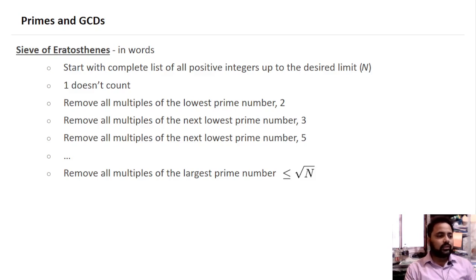Here we are going to discuss primes and the greatest common divisors of the numbers. I start with a complete list of all positive integers up to the desired limit, and we call the limit n. 1 does not count, we will not count 1.